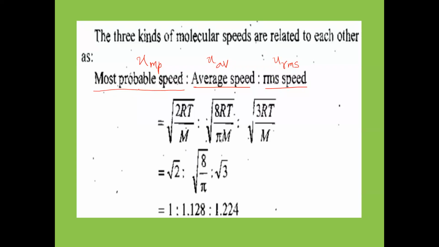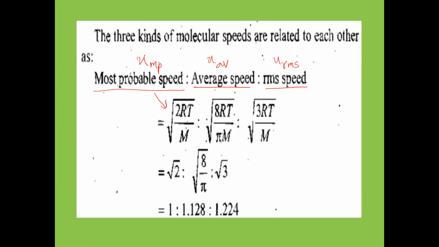What is the formula for most probable velocity? Under root 2RT by M. And the formula for average velocity? Under root 8RT by pi M. And the formula for RMS velocity? Under root 3RT by M. So like this, there are three types of velocities.